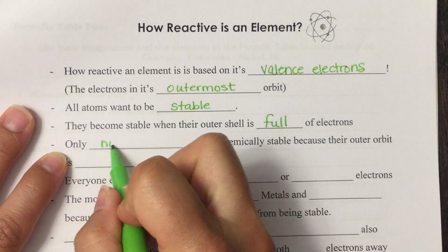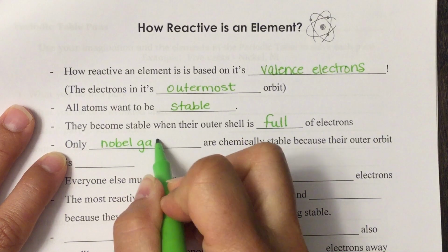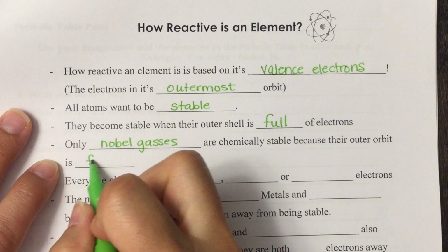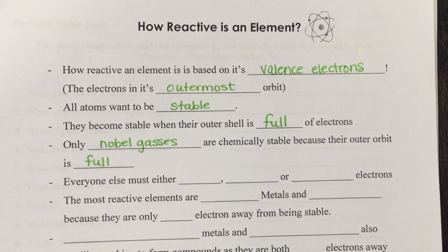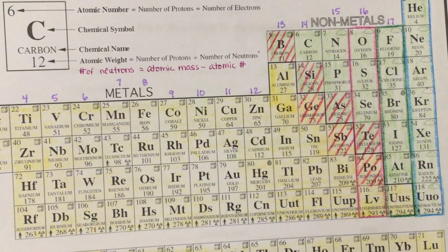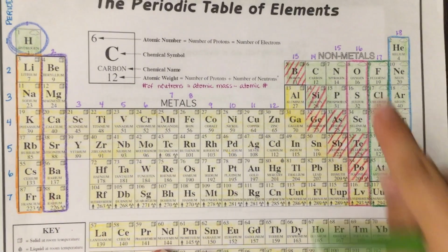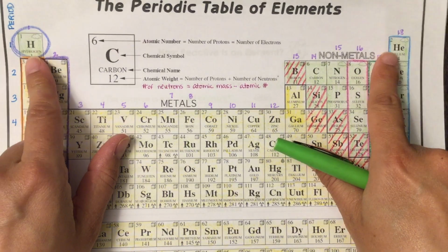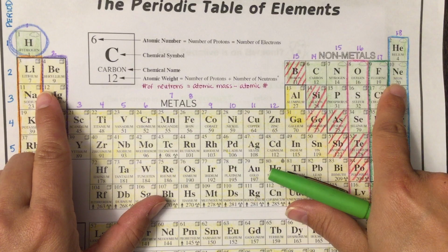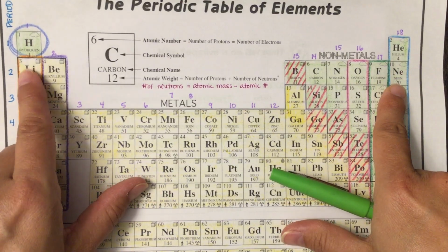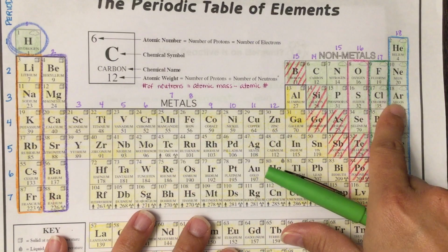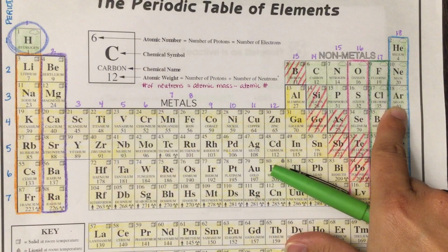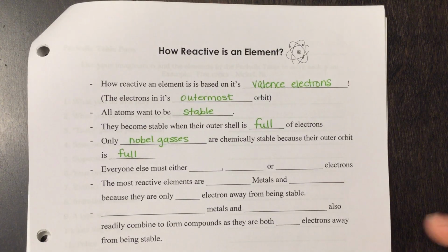Only the noble gases are chemically stable because their outer orbit is full. Okay, so if I take a look at my periodic table here, helium can only hold 2 valence electrons in its first orbit, and it has 2. The neon in its second orbit can only hold 8, and it has 8. Argon can only hold 8 in its third shell, and its third shell is full. Okay, so that's why they are stable.